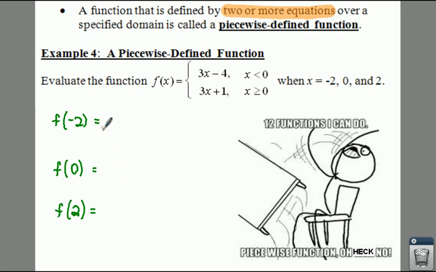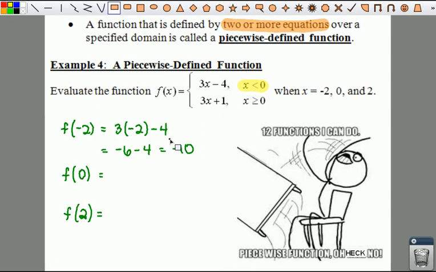So when we plug these values in, we're not going to plug this negative 2 into both equations. We have to plug it into wherever it's defined. Well, f of negative 2, that is where x is less than 0. So it's not where x is greater than or equal to 0, it's where x is less than 0. We're going to plug it into this equation right here. So we're going to say 3 times negative 2 minus 4, and we evaluate it. We get negative 6 minus 4 gives us a negative 10. Okay, it's not too bad. It's pretty similar to the last example, A and B.